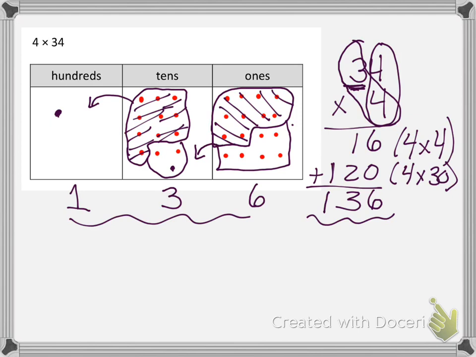Again, this is called the partial product method. And this is one way to multiply. And it connects wonderfully with our place value chart.